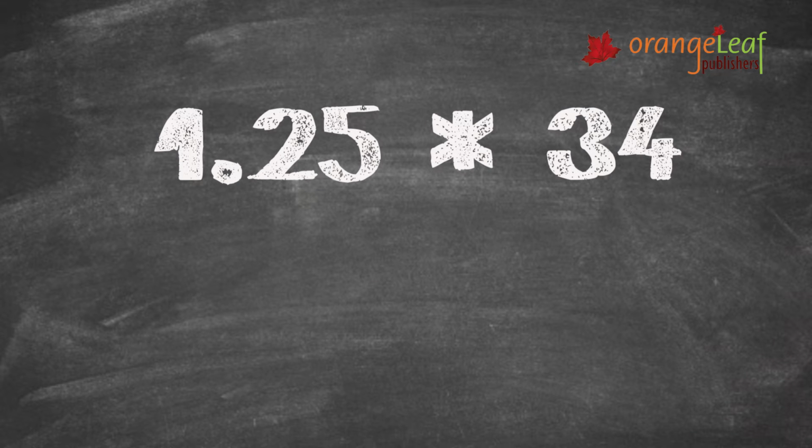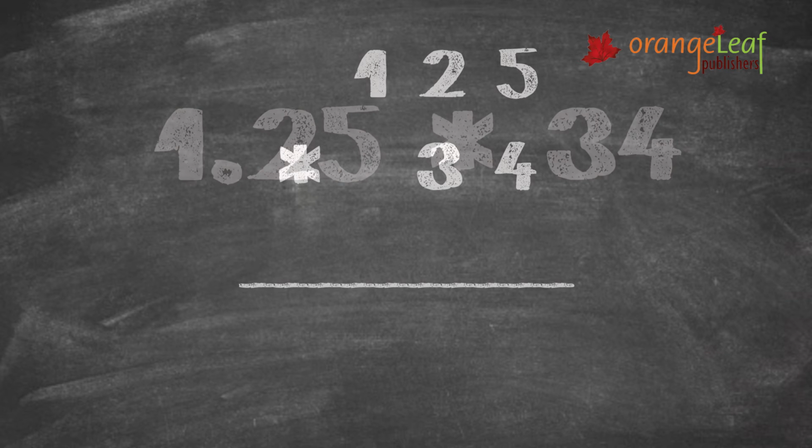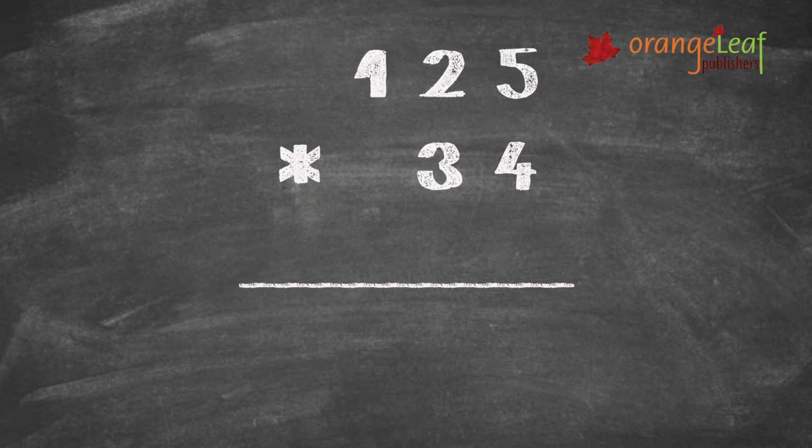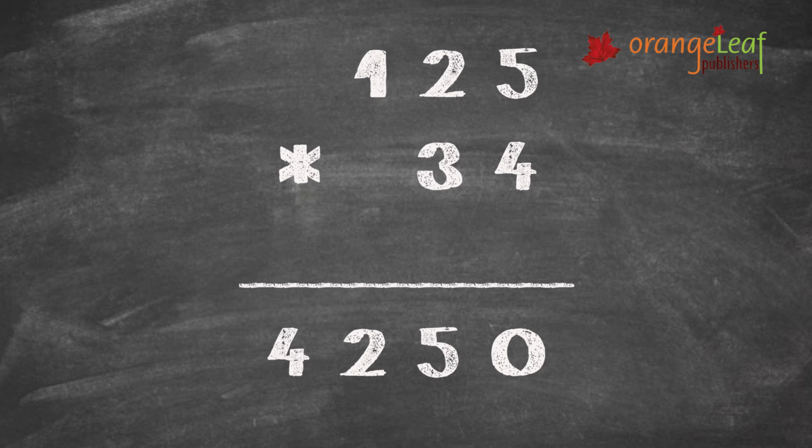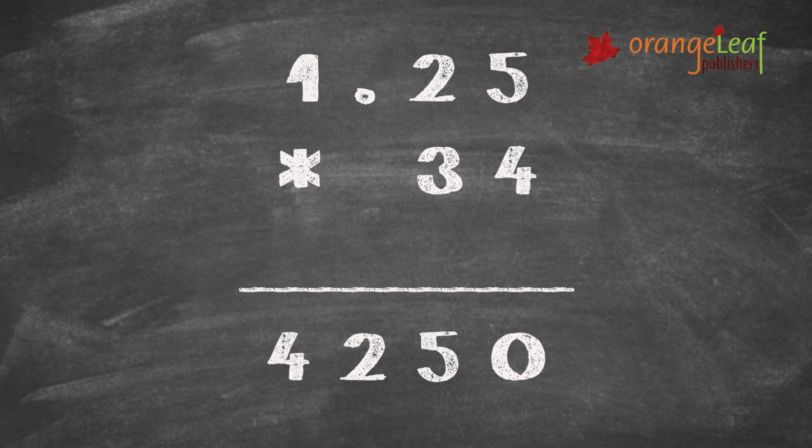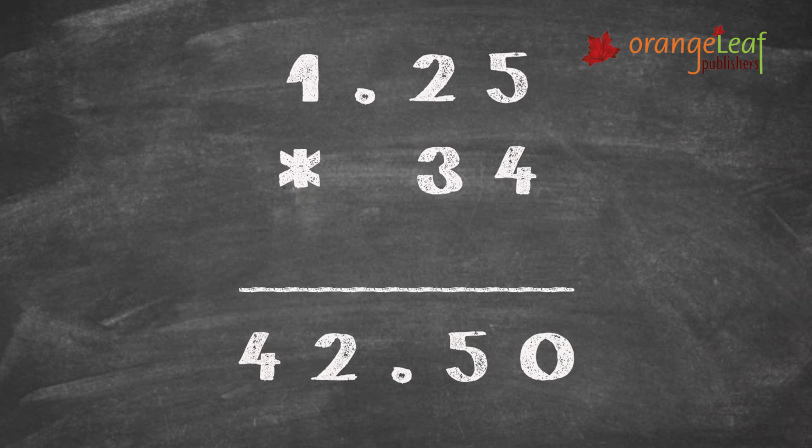Here, we are multiplying 1.25 into 34. We multiply these numbers as whole numbers. So, 125 into 34. We completely ignore the decimal point here. On multiplication, we get the answer as 4250. Now, as we can see, the total number of decimal places in the multiplicand is 2. So, 2 numbers from the right, which is before 5, is where we place the decimal point. So, the answer is 42.50.